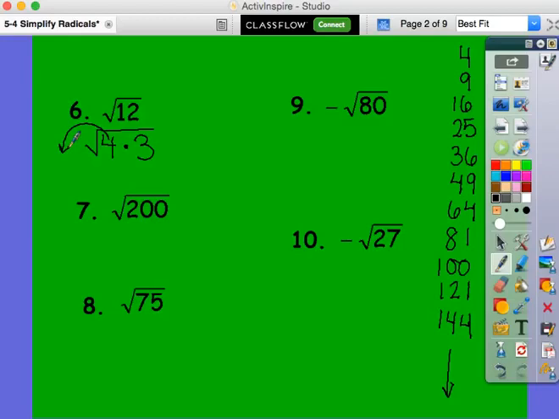The square root of 4 is what? 2. He's a new person, right? Okay, now that 3, poor thing. He's not a perfect square, so he has to still stay in there, or she has to stay in there, right?